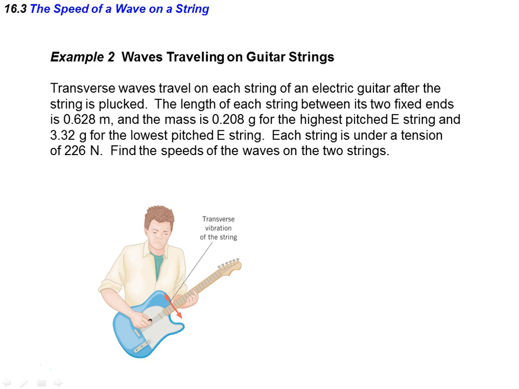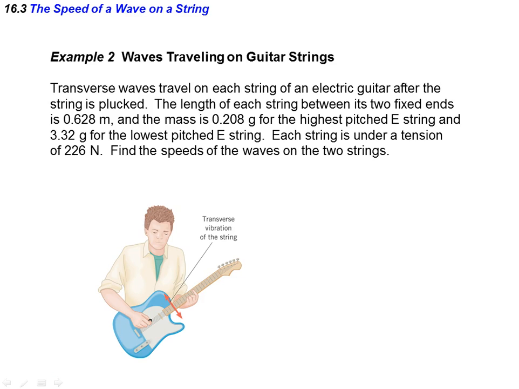And so we have transverse waves that travel on each string of an electric guitar after the string is plucked. And the length of each string between two fixed ends is 62.8 centimeters. And the mass is approximately 0.21 grams for the highest pitch E, and it's about 3.32 grams for the lowest pitch E. So if each string is under a tension of 226 newtons, we want to find the speed of the waves of the two strings.